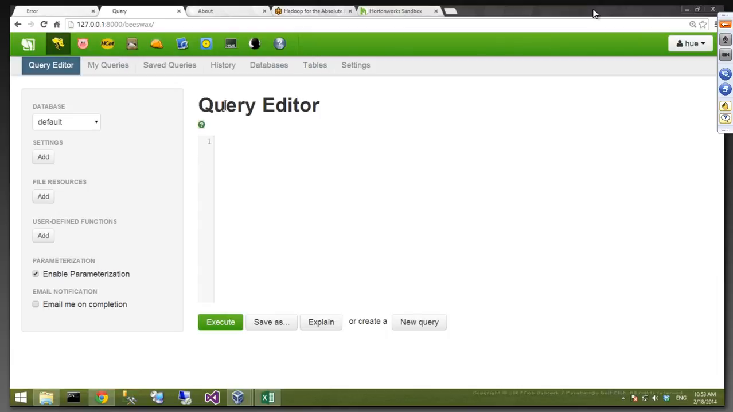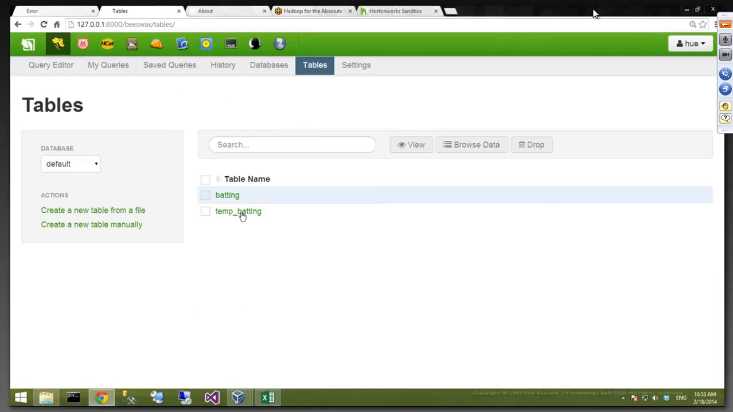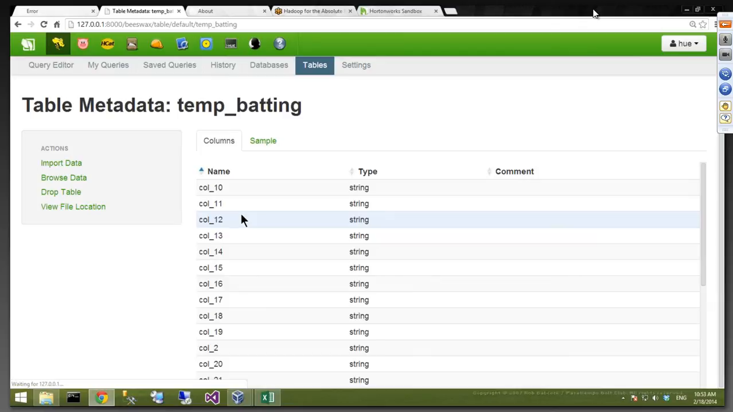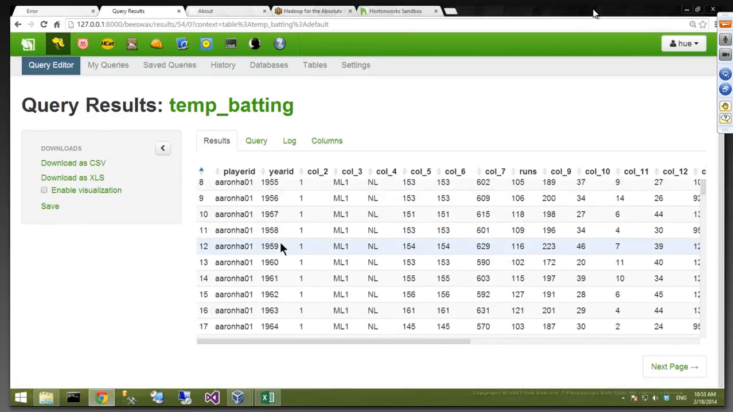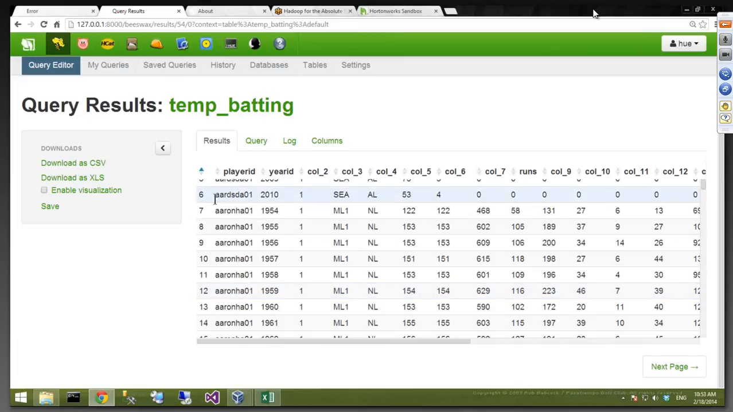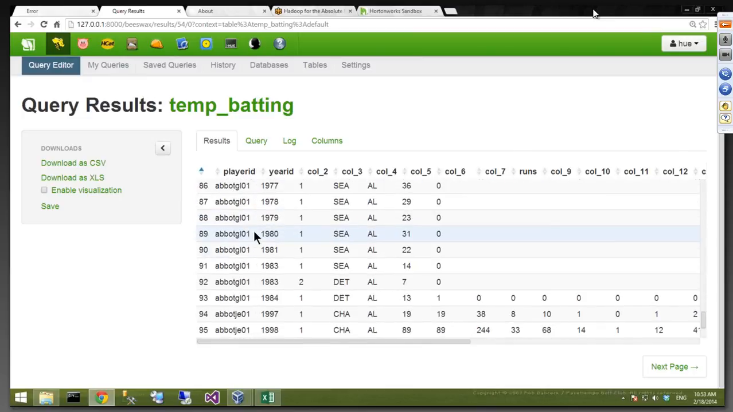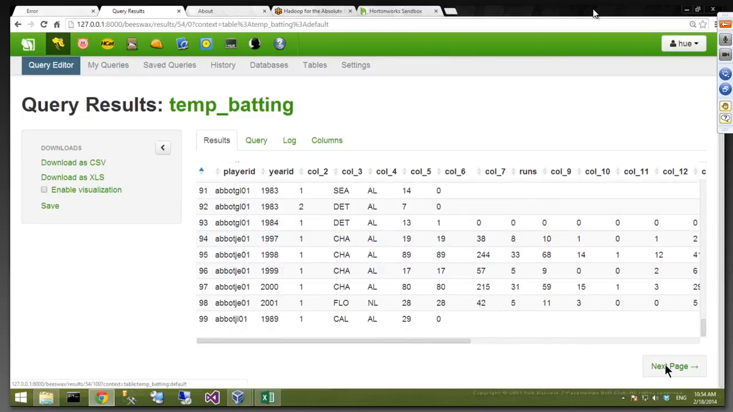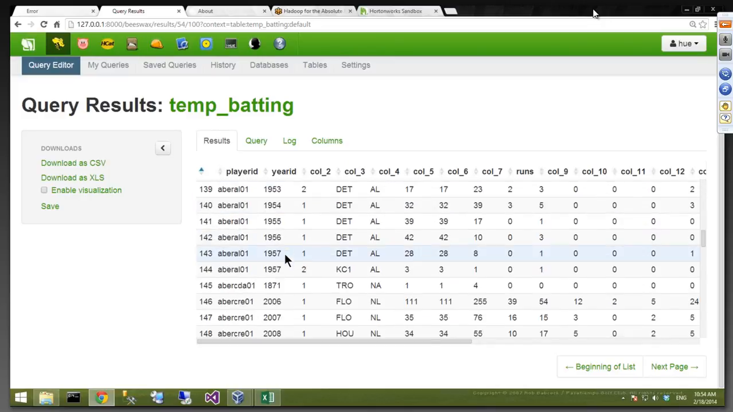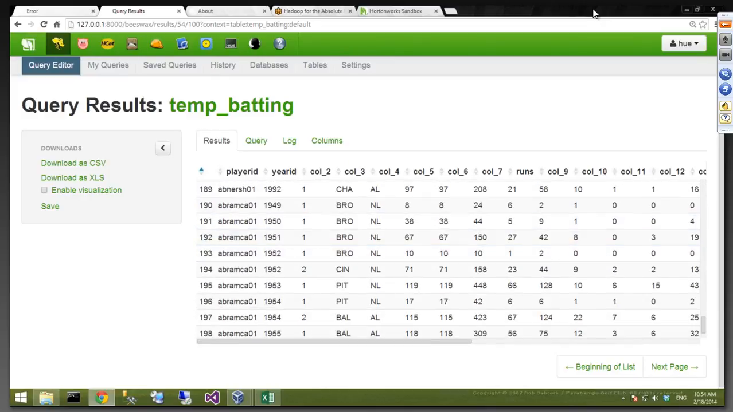Okay, so now what we can do is go back to that table. We can see temp batting. We can see the schema, and we can actually browse the data and see the data in it, right? We can see, you think this is Hank Aaron? No, that's not Hank Aaron because it's 2004. I don't know who that is. But maybe if you're a bigger baseball fan than I am, you'll see familiar names here, and you'll see the years they played, and you'll see the stats for those years.